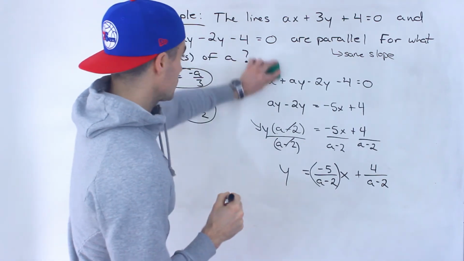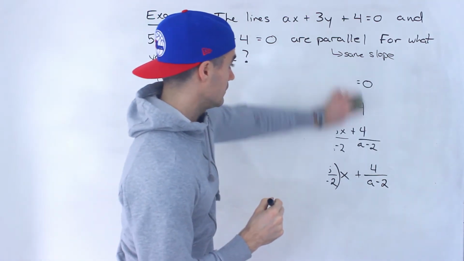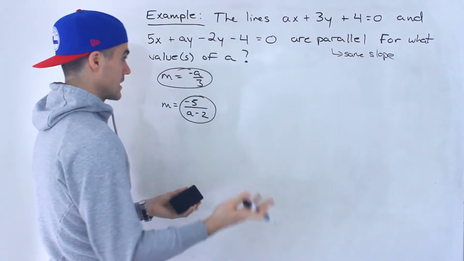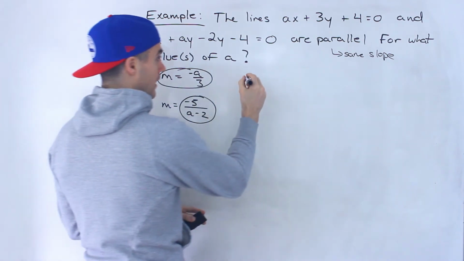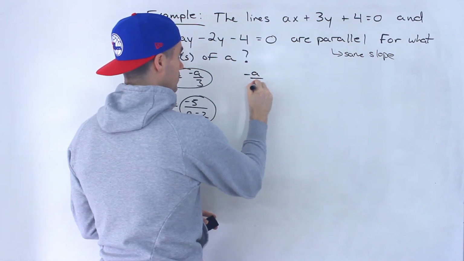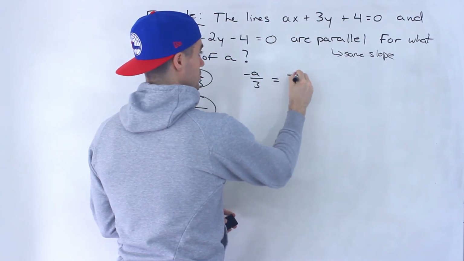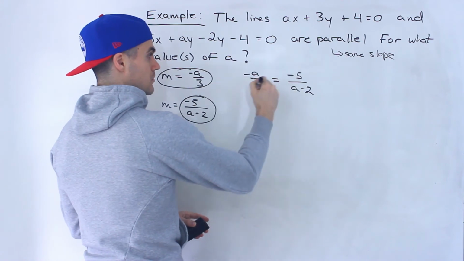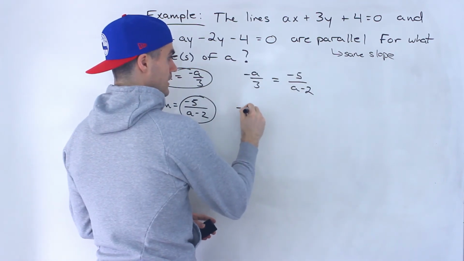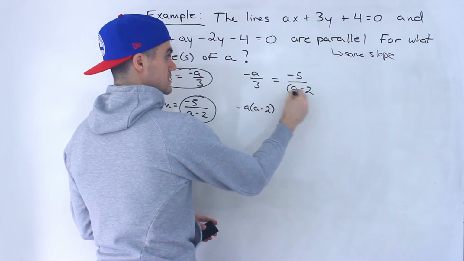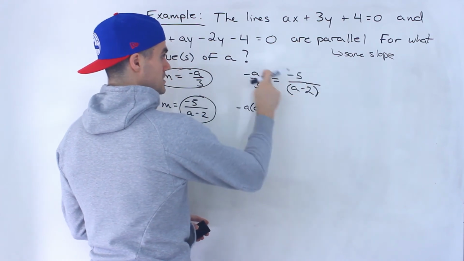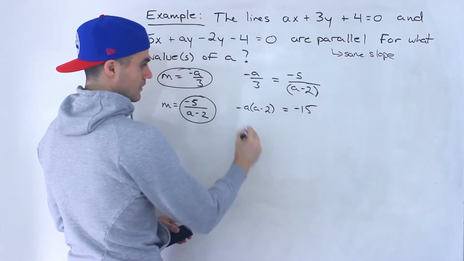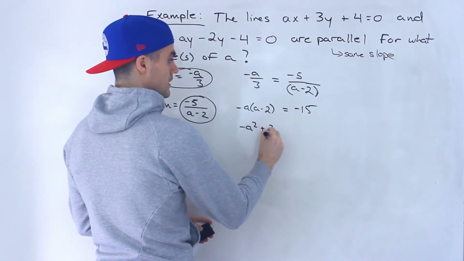And so we got expressions for the slope. Now, if the lines are parallel, remember, what does that mean? It means the slopes are the same. So that means this has to equal that. And now we're just going to have an equation to solve. Right? So we could cross multiply. So we'll have negative a times a minus 2. Be careful with this, it is in a bracket. This times that, and then this times that gives us negative 15. And then this would be negative a squared plus 2a if we expand it.